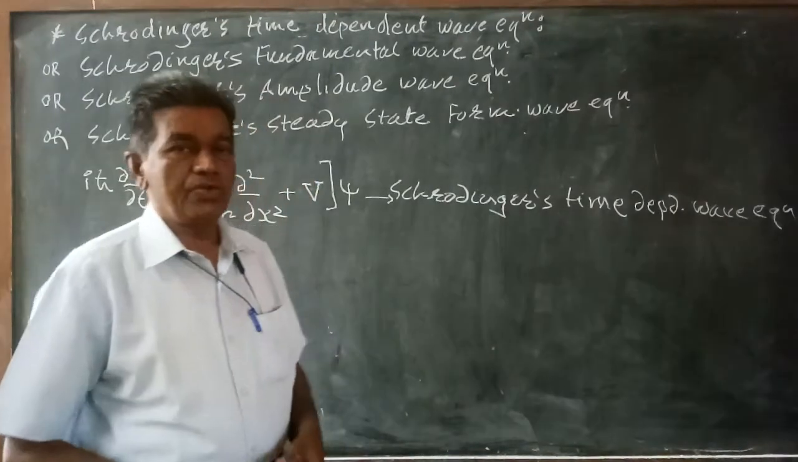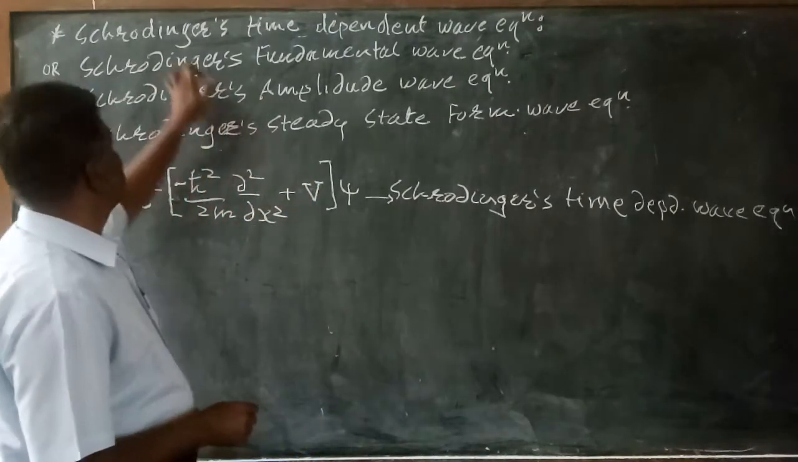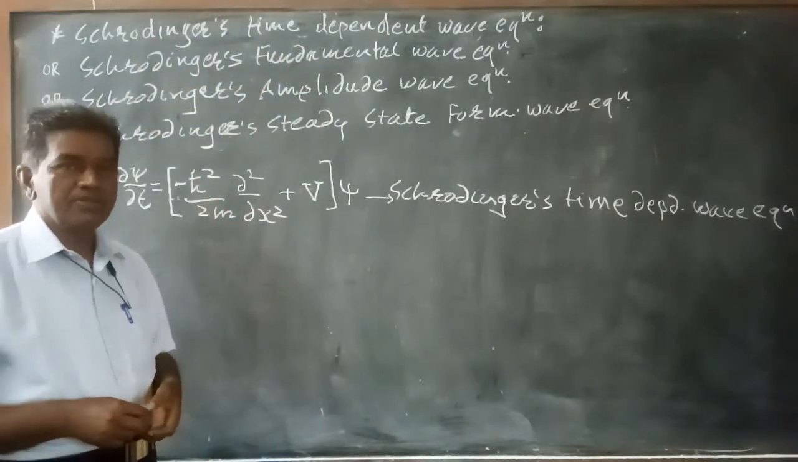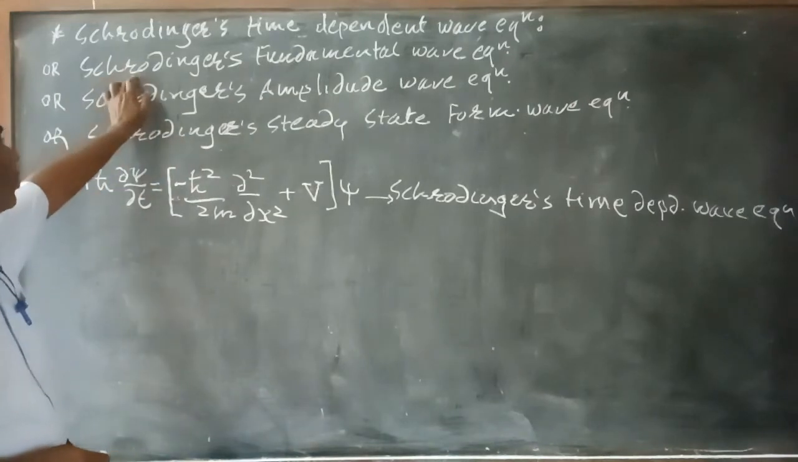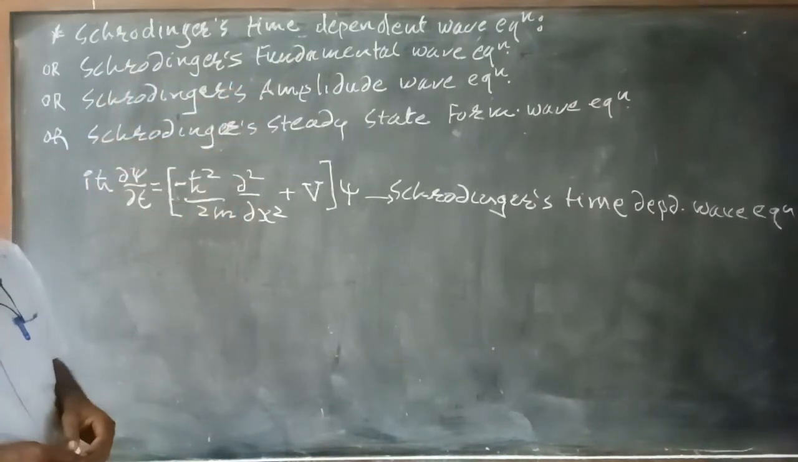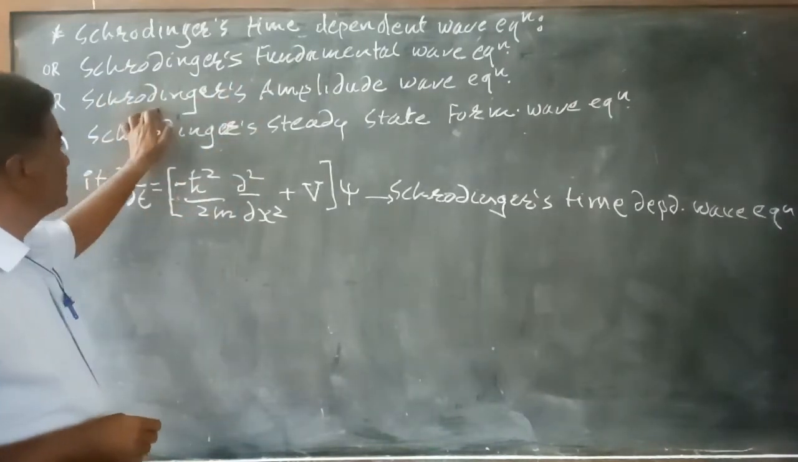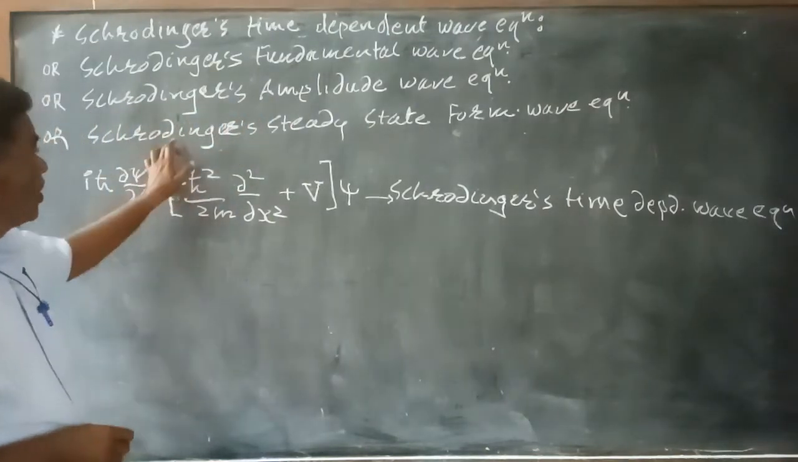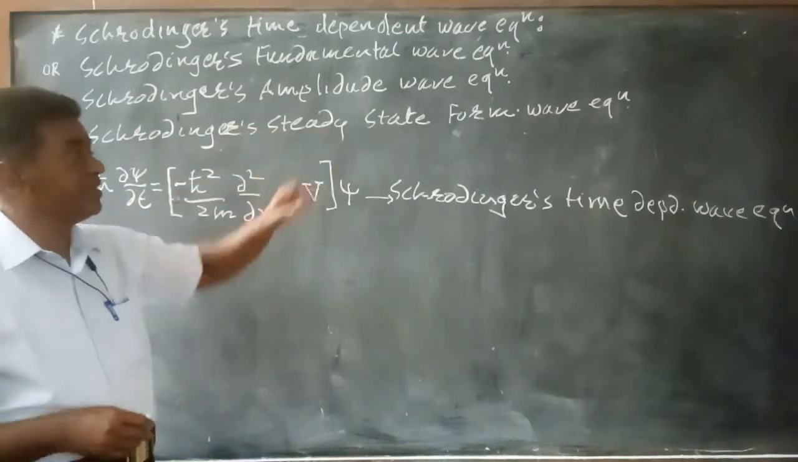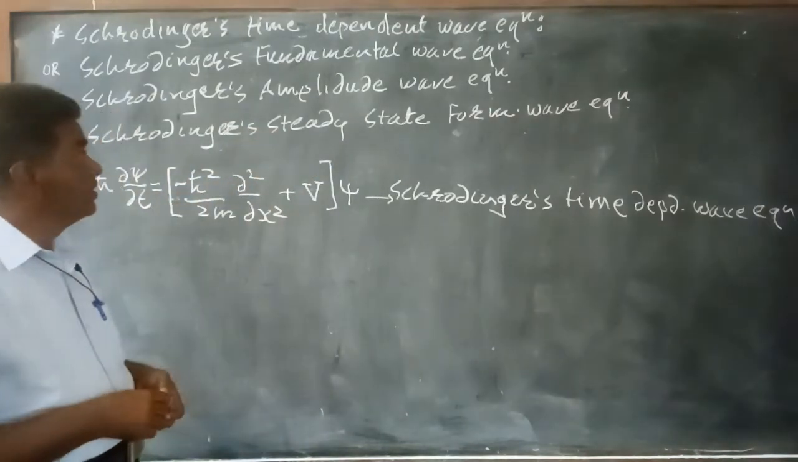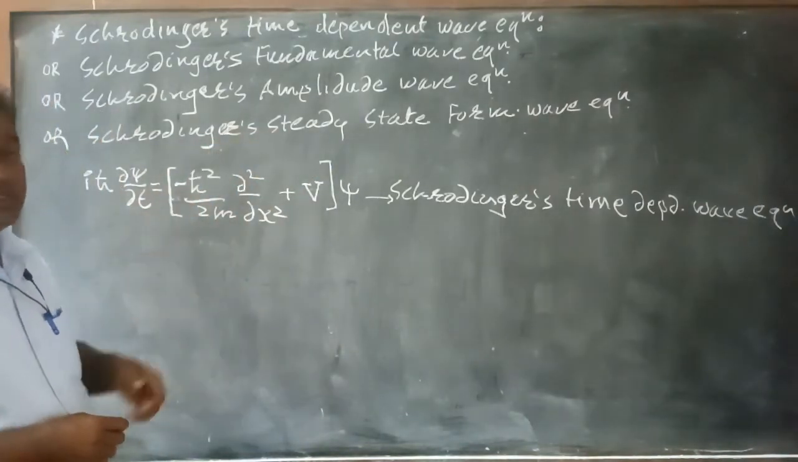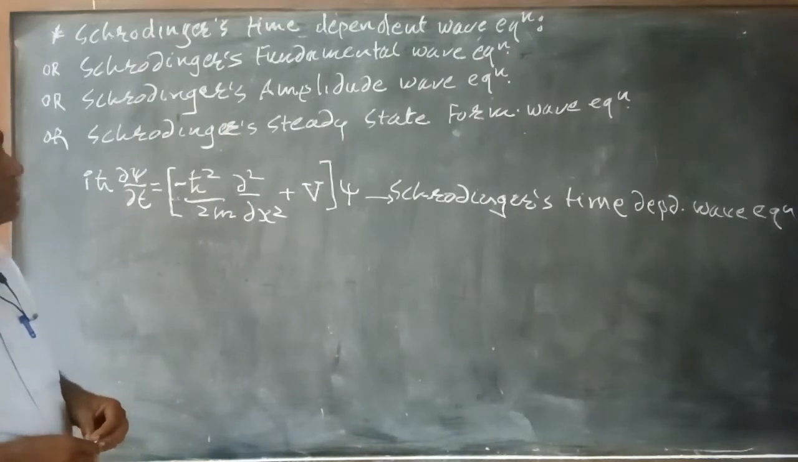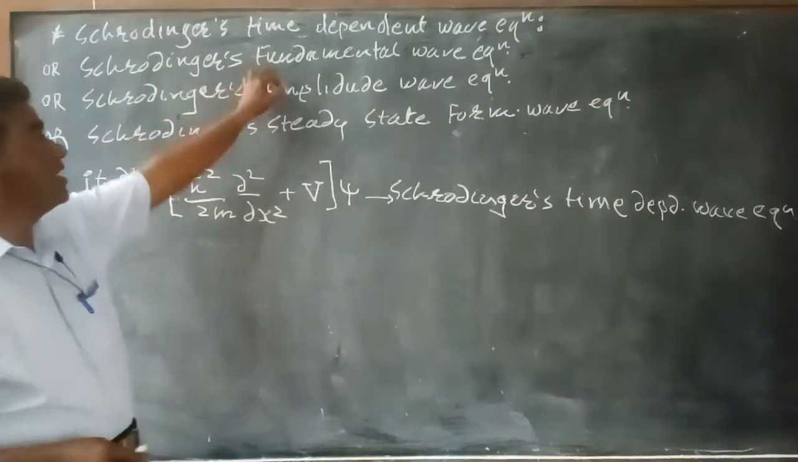Today we are going to derive the expression for the Schrodinger's time independent wave equation. It is also called the Schrodinger's fundamental wave equation, the Schrodinger's amplitude wave equation, or the Schrodinger's steady state form wave equation. This equation is very important as far as quantum mechanics is concerned. It is the fundamental equation.